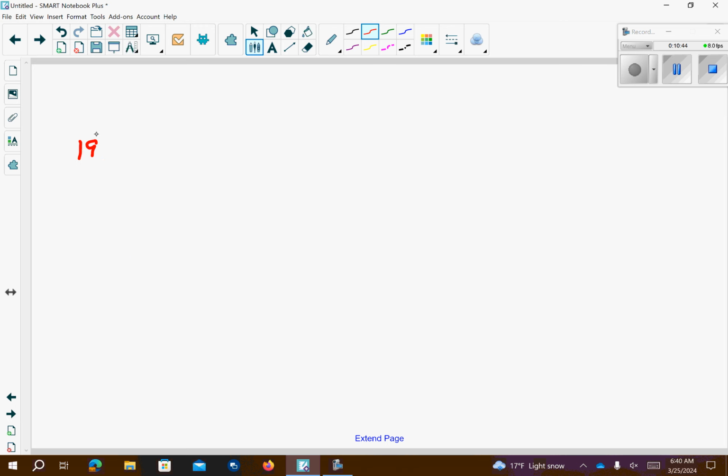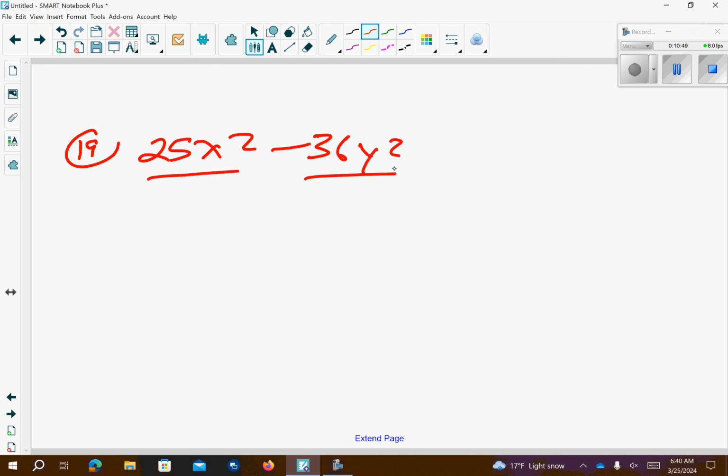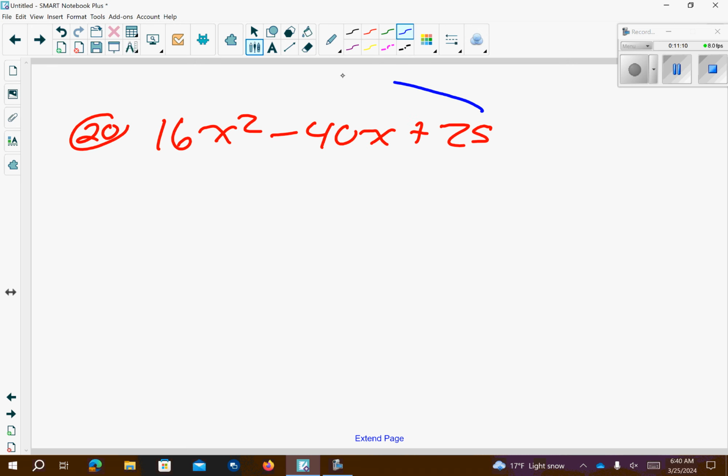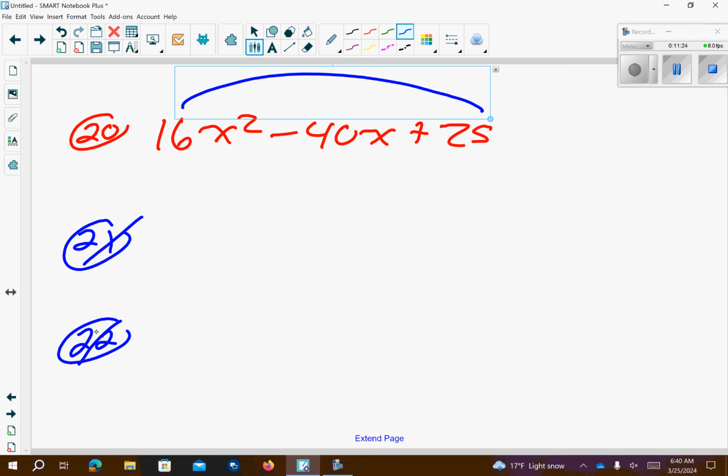Number 19, I get 25x squared minus 36y squared. These are both perfect squares, so that's going to give me 5x plus 6y and 5x minus 6y. Number 20, 16x squared minus 40x plus 25. This is a tougher one because you could multiply those together. It's going to be pretty tough to do. Let's skip that one. Let's also skip 21, and we can skip 22. We can skip all those, okay?